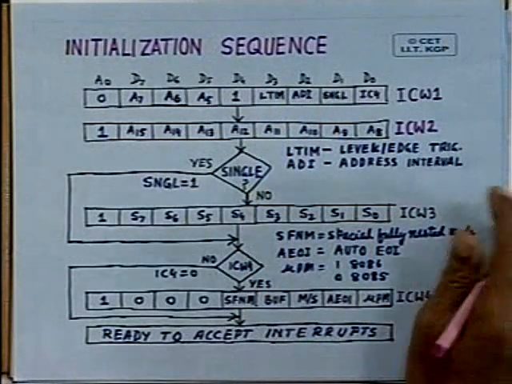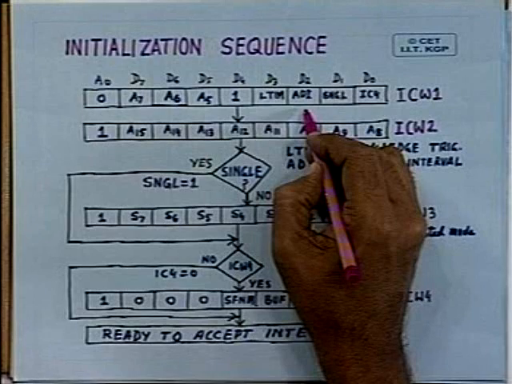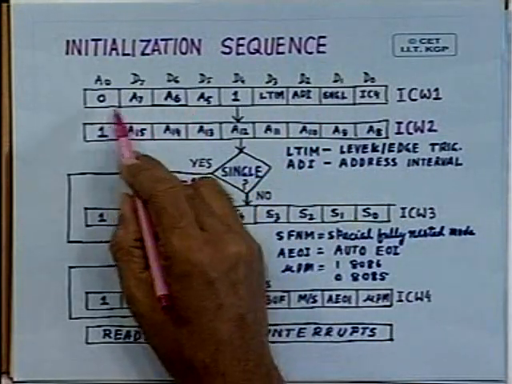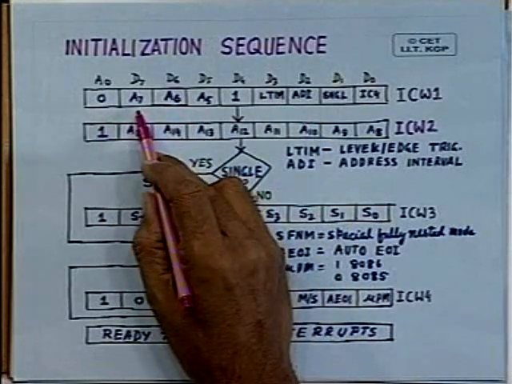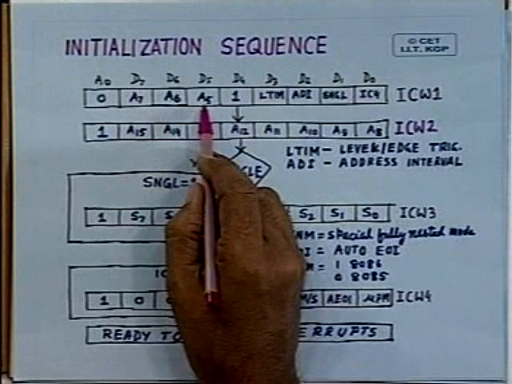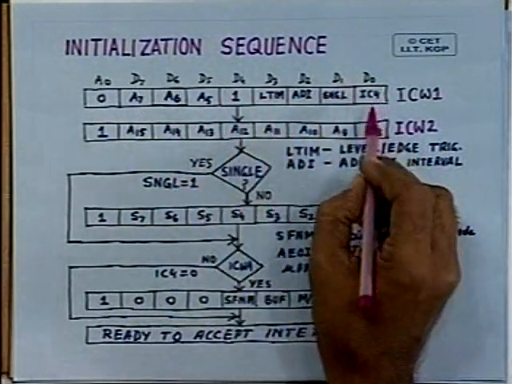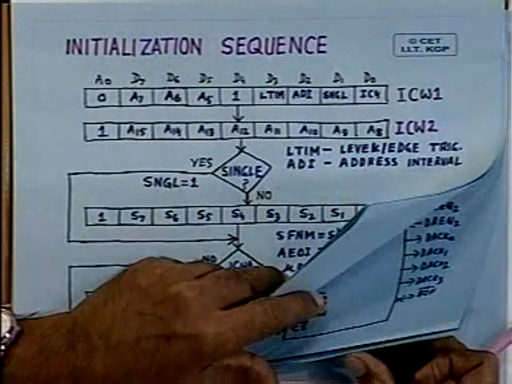ADI stands for address interval. Address interval can be 4 bytes or 8 bytes. That means with the help of these two bits, as you can see here, A5, A6 and A7, you are providing the 3 bits and 8 bits are here, the remaining bits are decided based on the various addresses. How? Let me explain.